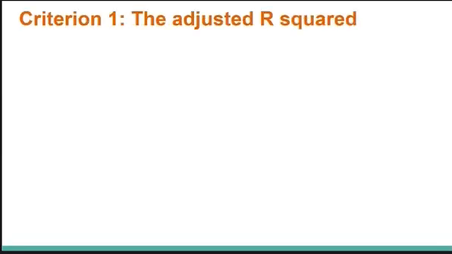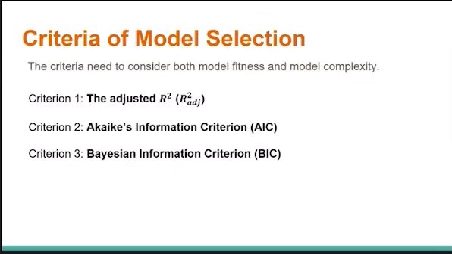Okay, so when you're talking about the model selection criteria, I want to select the best model. And for you to be able to do that, you need to consider the model fitness and model complexity criteria. And what are these criteria? The adjusted R squared, the Akaike information criterion and the Bayesian information criterion. So the model with the largest value of adjusted R squared is the most trusted model. And the model with the smallest AIC or smallest BIC is also the best model.